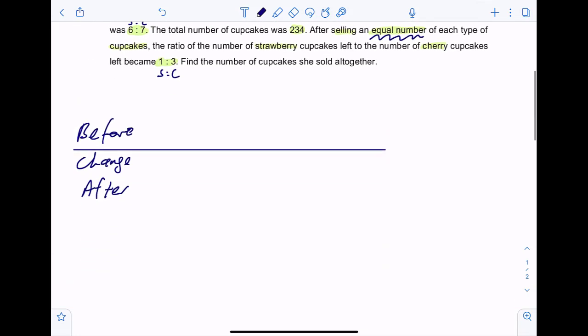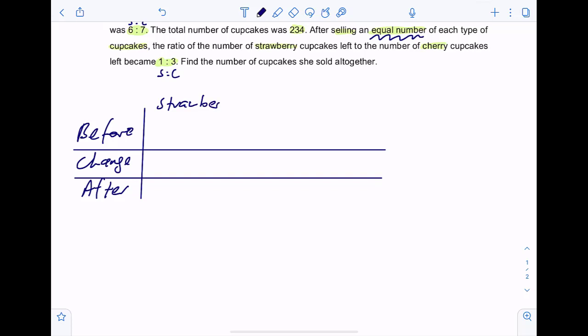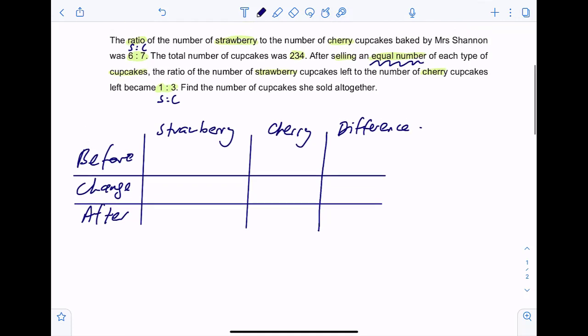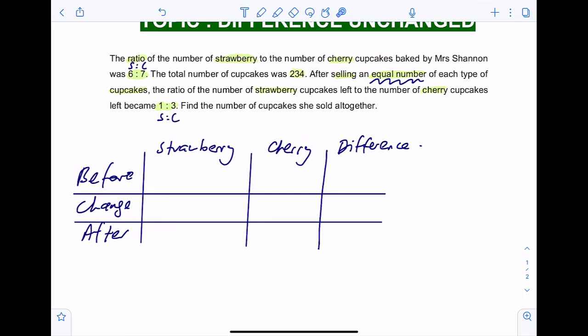So we draw this and we put strawberry here in the first column, and cherry is next. Cherry is the second column, and the last one will be difference. At the start, the ratio is 6:7, which means 6 units for strawberry, 7 units for the cherries, and the difference will be 7 minus 6. That will be 1 unit.